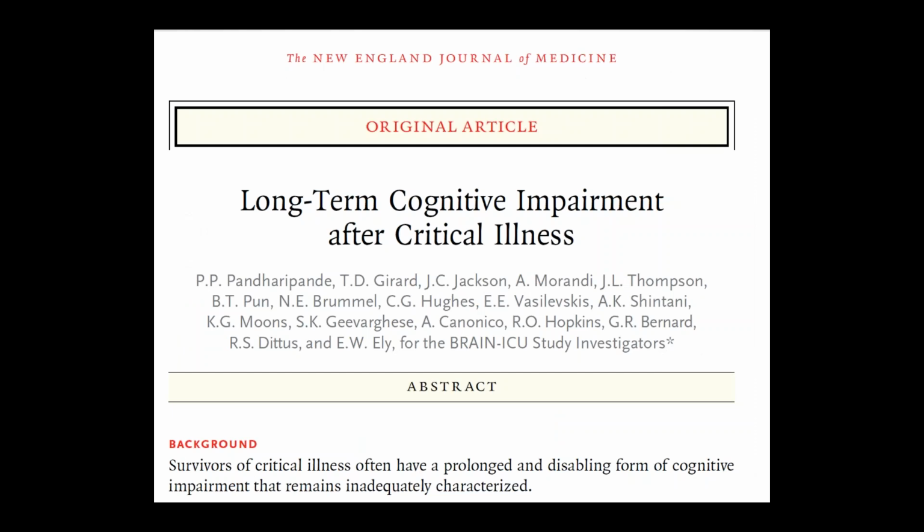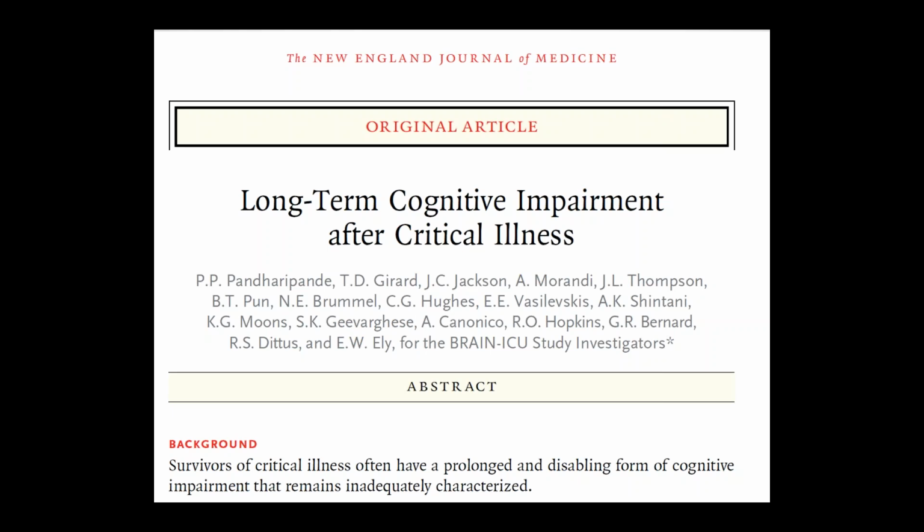There was a paper that Pratik Pandharipande and many of us at the Vanderbilt ICU Delirium Group published in the New England Journal of Medicine in 2013, simply called Long-Term Cognitive Impairment After Critical Illness. And I include this here to highlight what we know about cognitive outcomes in survivors of intensive care.